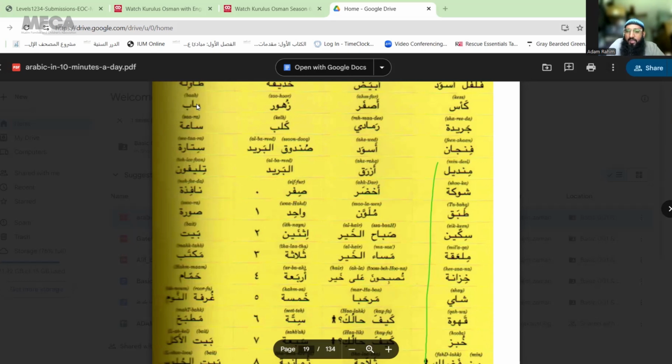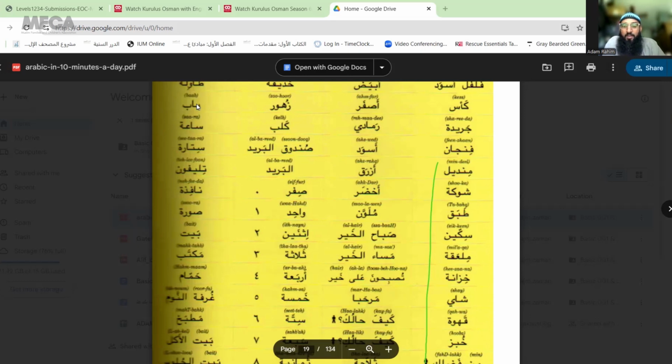Sikkinun. Seen with a kasra. The kaf has a shadda on it. It looks like a fatha in the print, but it is a shadda with a kasra. So sikki, followed by ya, so stretch. Sikkinun, which is a knife.